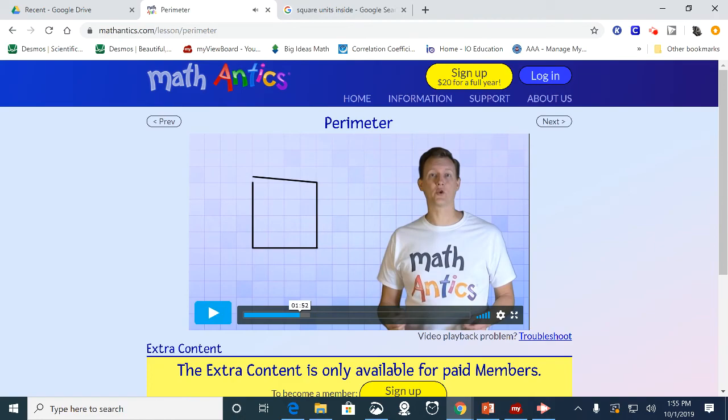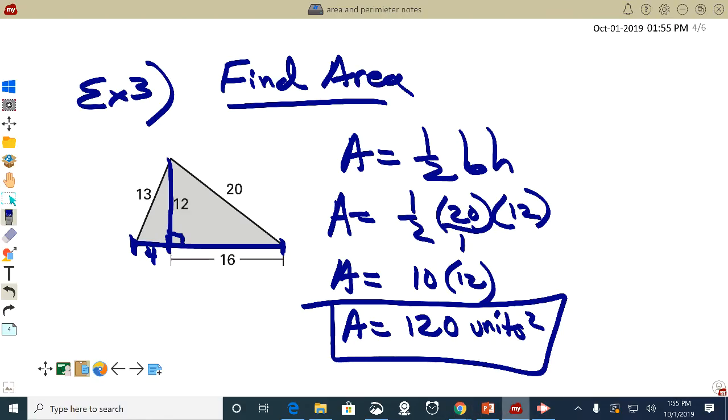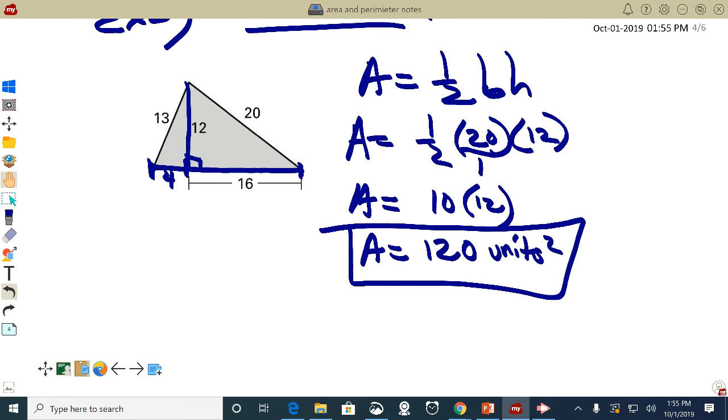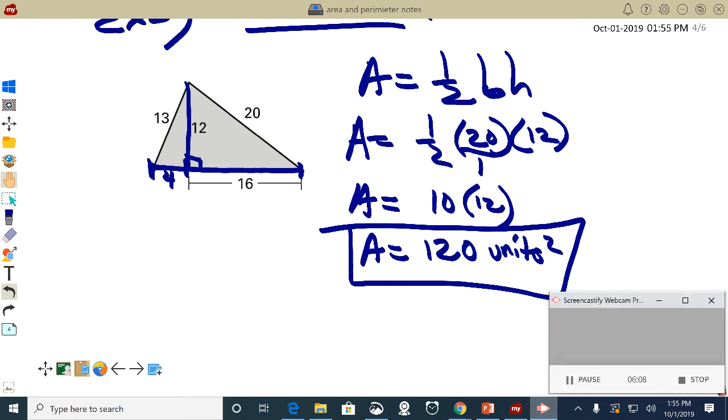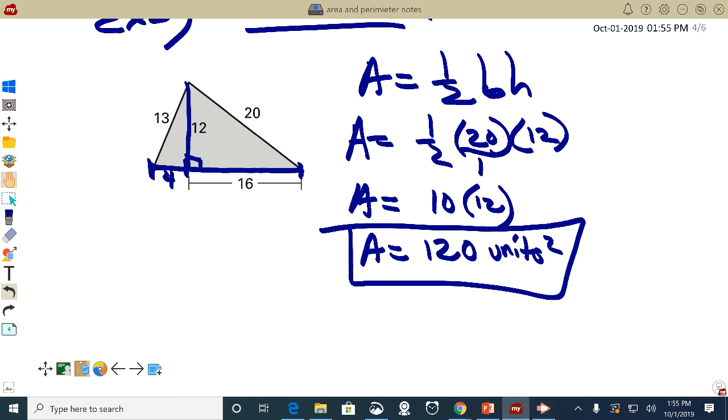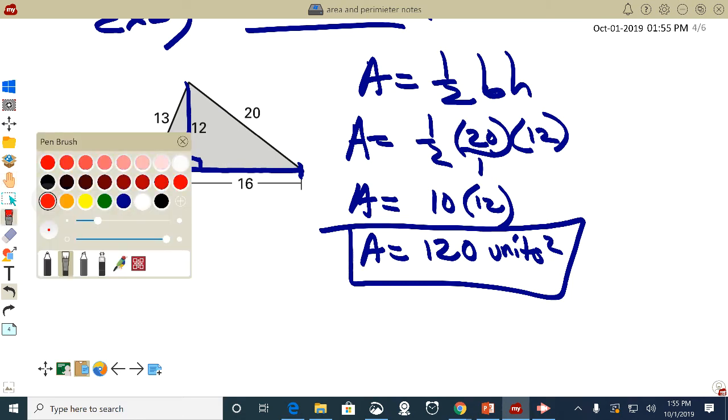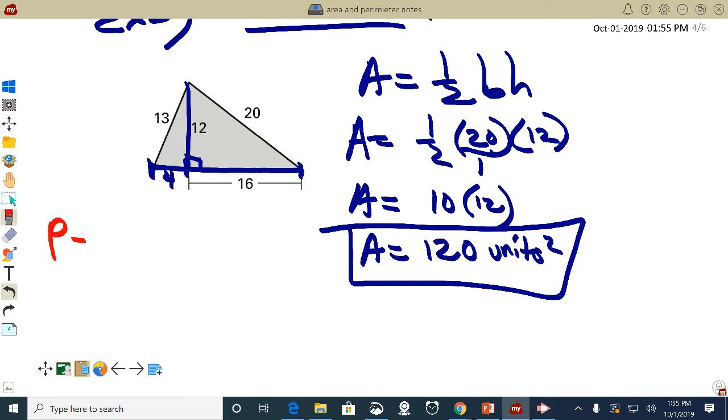So that's perimeter. Coming back over here then, let's find the perimeter for example 3. The area is the square units that fit inside it. Perimeter is around. So let's see the perimeter then, I'm going to put in red here.